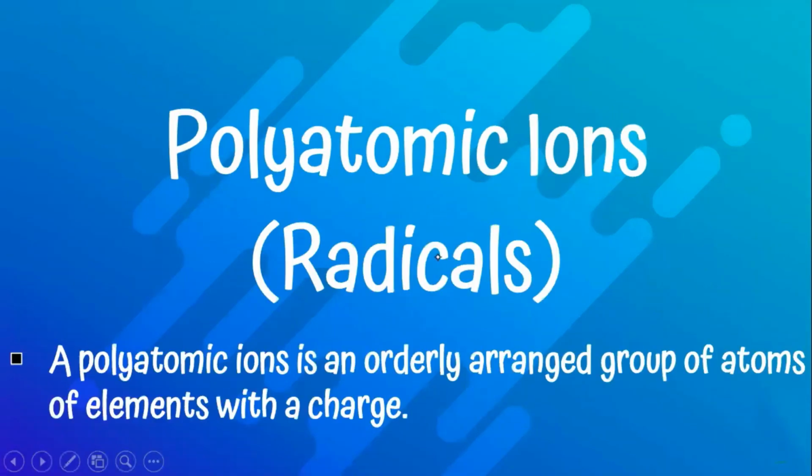This is our final topic in this lesson and it is polyatomic ions, radicals. A polyatomic ion is an orderly arranged group of atoms of elements with a charge.